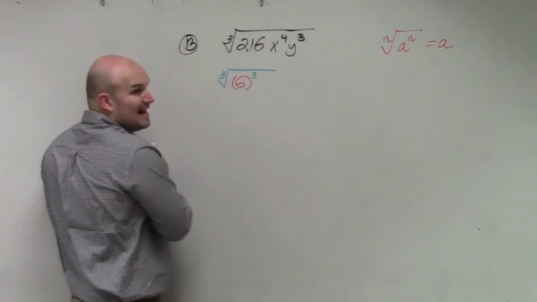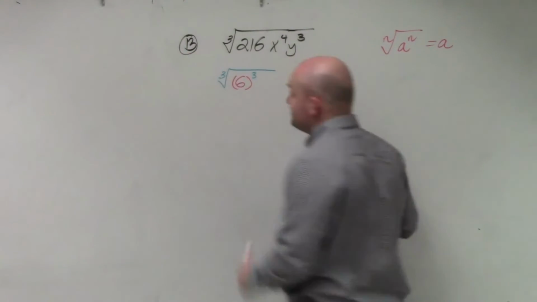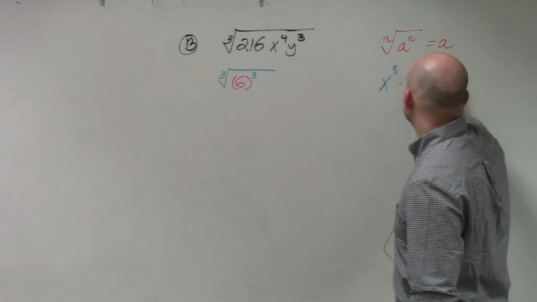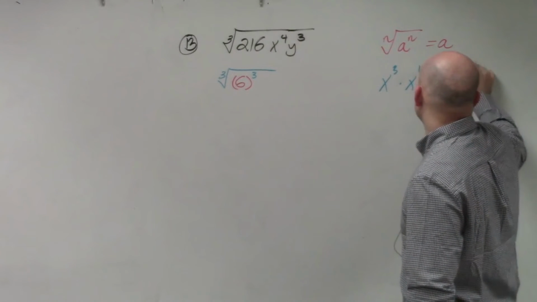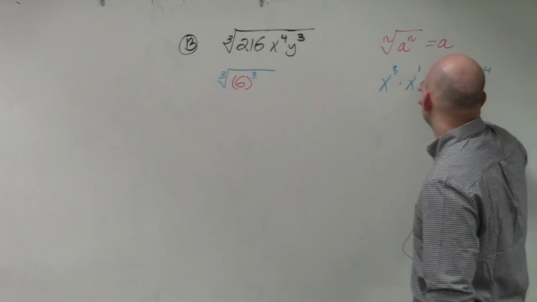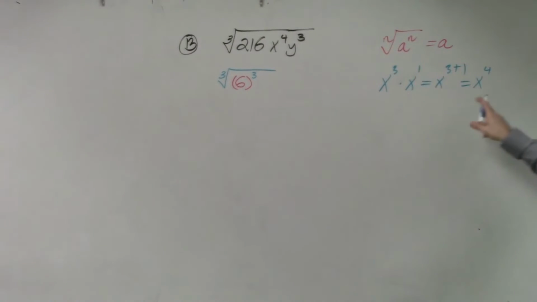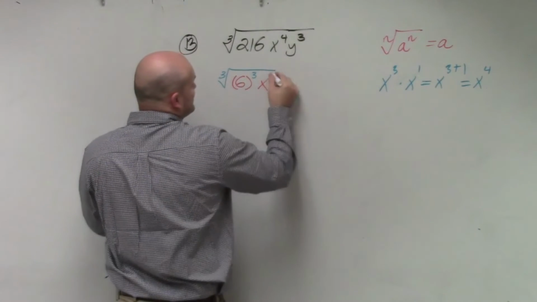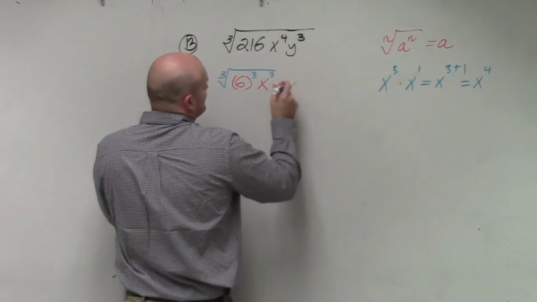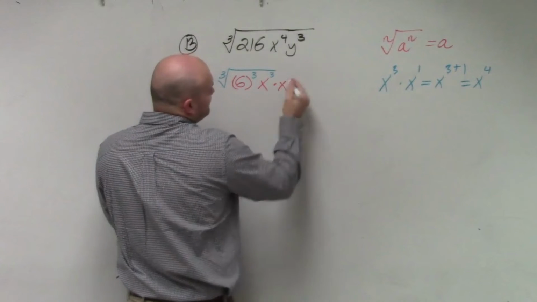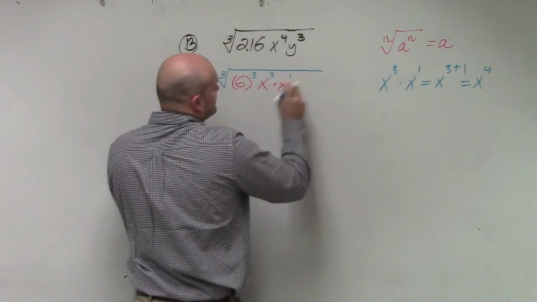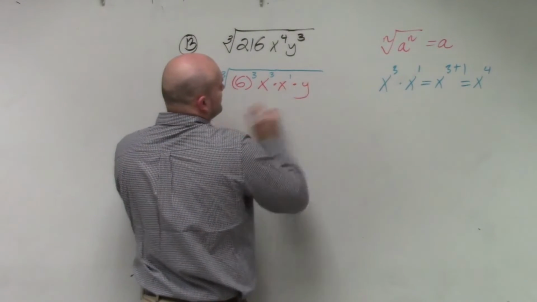Then I can rewrite x to the 4th. Remember the rules of exponents? X cubed times x to the 1st is equal to x to the 3 plus 1, which equals x to the 4th. Would everybody agree with that math right there? Yes. OK. So I can rewrite this as x cubed times x to the 1st power, and then times y cubed.